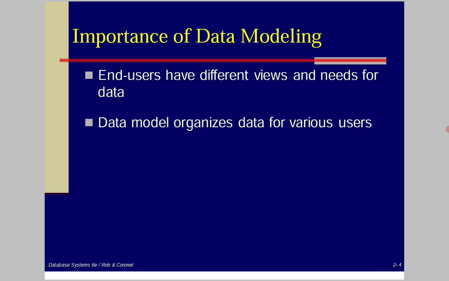So importance of data models, why we require it: end users have different views and needs for data. End users means generally the customers or the application developers or the users, they can try to access data or information. Someone can view some part of data or information, someone requires some other part, so they have their own requirements. So for that we may require data modeling, and a data model organizes data for various users. It is also used to organize various data for various users.